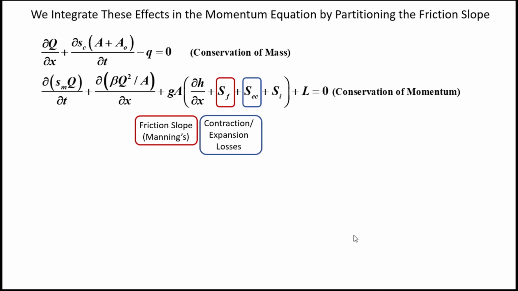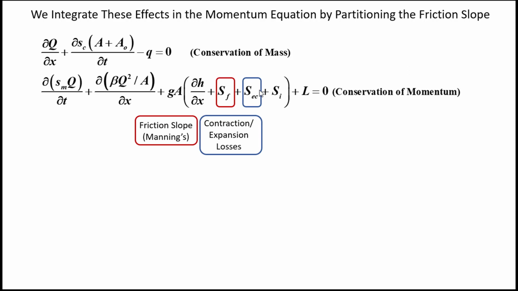And then you've got your expansion contraction losses. But what you'll notice is that these are additive. Right? I've taken my friction losses and I've just added my contraction expansion losses to them. Because we have them in terms of a friction slope, we can just add them.